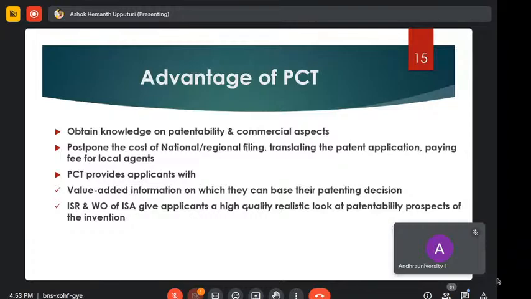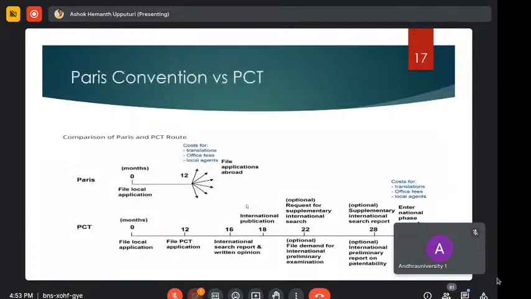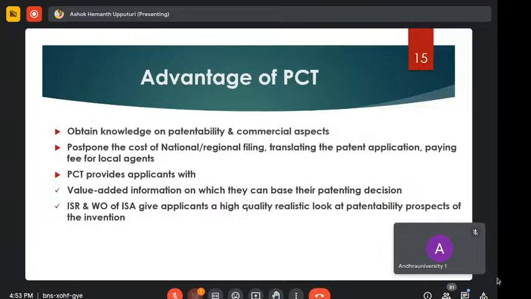And I also told you about the ISR and written opinion that will be published. And about the ISA, I wanted to talk about ISA. You can select the international searching authority. India is also one of the international searching authorities. So you can select that. Because the Indian Patent Office is also an international searching authority, they will search across all over the world and find out whether your patent is novel or not, and they will give the search report and written opinion. So it gives the application a high quality, realistic look at the patentable process or invention. That is the meaning. Whatever I explained is the meaning of this sentence.